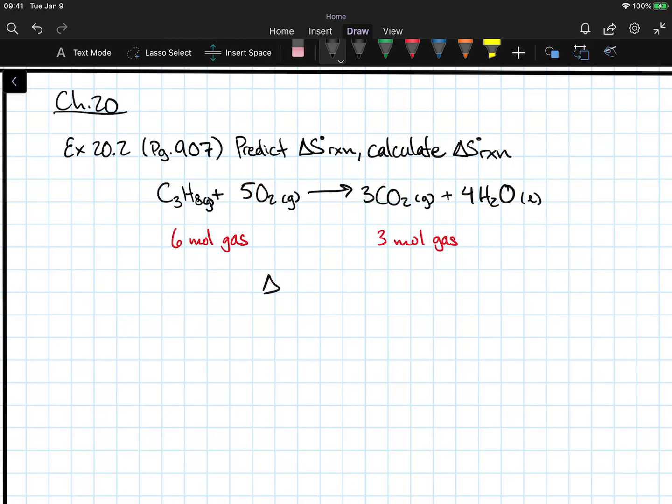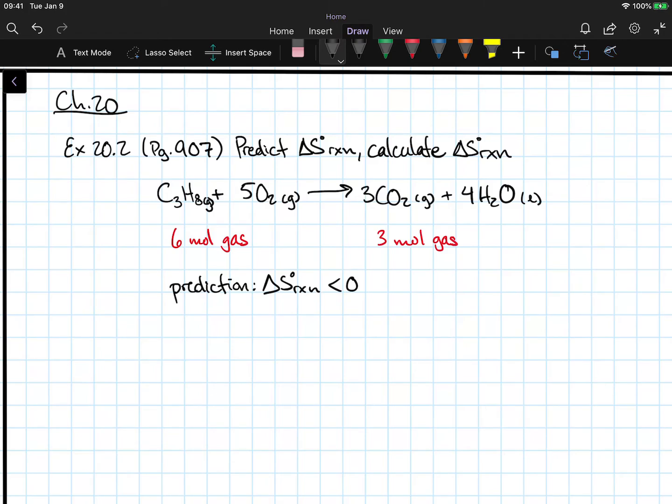So we can just go ahead and predict. Let's say that our prediction here is that delta S naught of reaction is going to decrease, so it's going to be less than 0. The change in the entropy is going to be negative. And again, that's just because we're reducing the number of moles of gas. Gases can distribute energy the most, so they have the highest entropy. If you remove some of those, then you are lowering the total entropy.